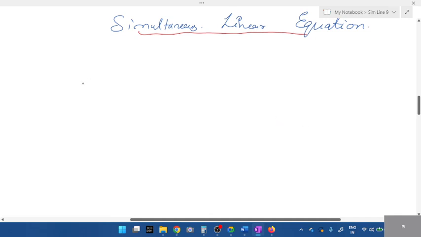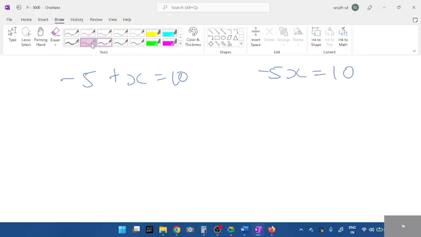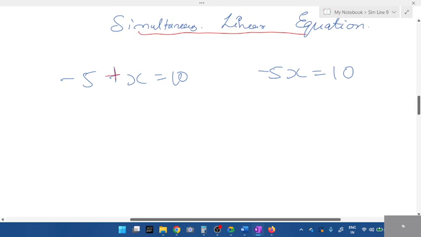Now look here. Minus 5 plus x is equal to 10. Minus 5x is equal to 10. See, multiplication and division, remember, will always be close to the alphabet. Okay, it will always be close. In between minus 5 and x, what is the value?